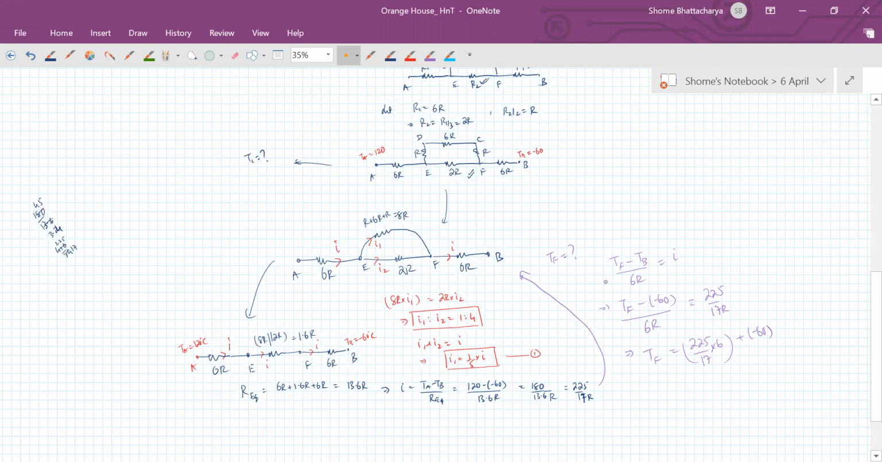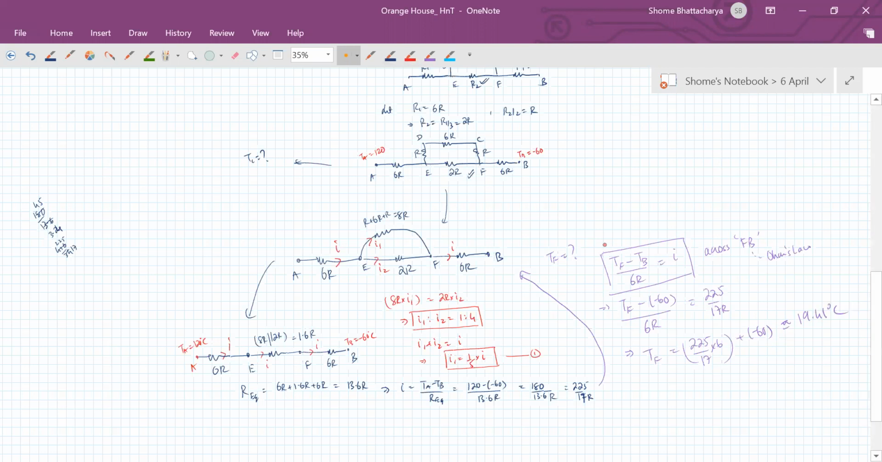Okay. This we are applying Ohm's law across the conductor FB. Okay. So from this we have found the temperature of the point F, which will come out to be, just write it down for you. So this will come out to be about 19.41.